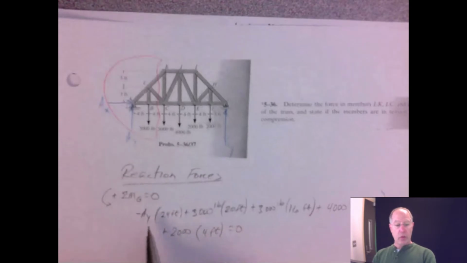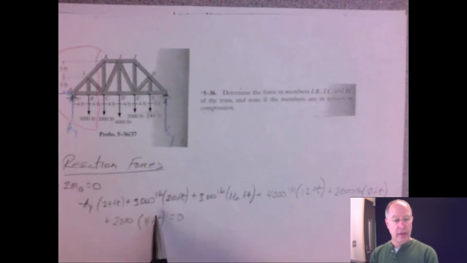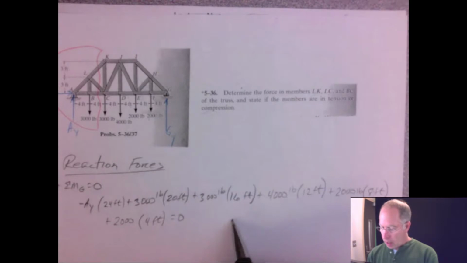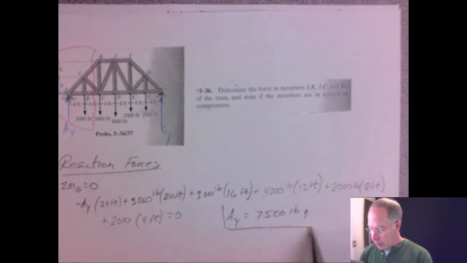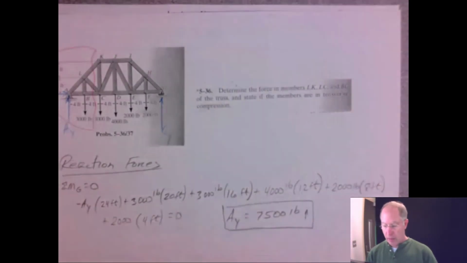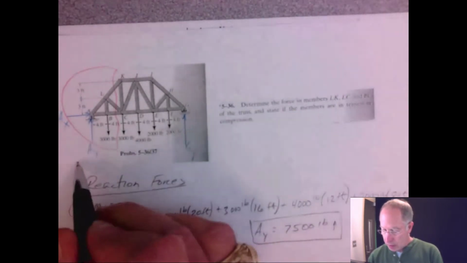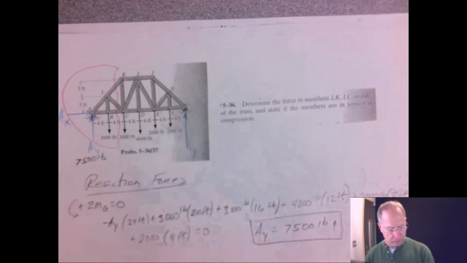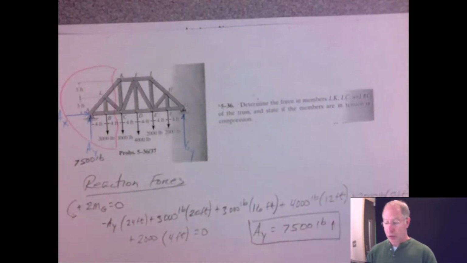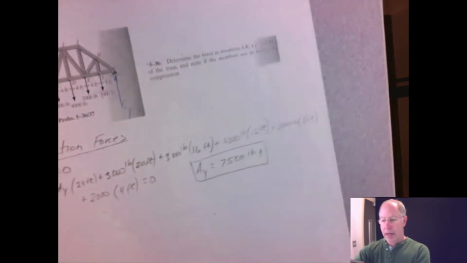So one equation, one unknown. That makes us happy. And when we solve that, we get AY equals 7,500 pounds, vertical up. It comes out positive, so we guessed right. And we have that reaction force of 7,500 pounds here. So now we can go ahead and draw the free body diagram. Let me adjust this camera here a little bit.